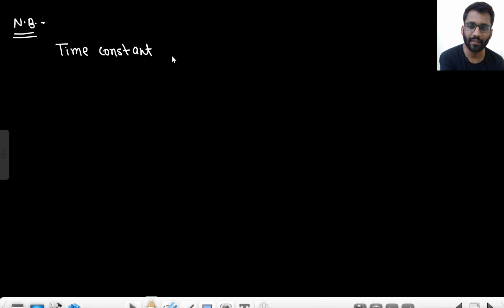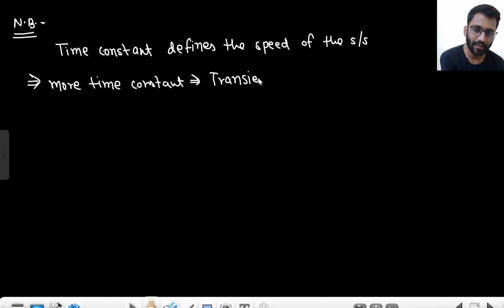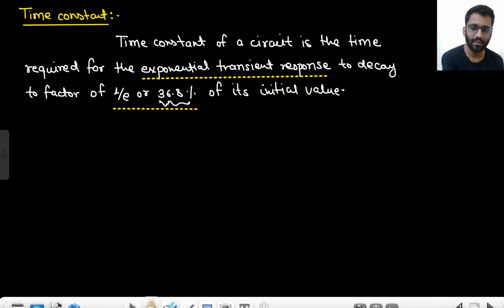Time constant defines the speed of the circuit. Defines the speed of the system, we will write here. Now, more time constant. If time constant is more, what does that mean? That means transient will die out slowly. Transient will die out slowly. How? Just see this graph.